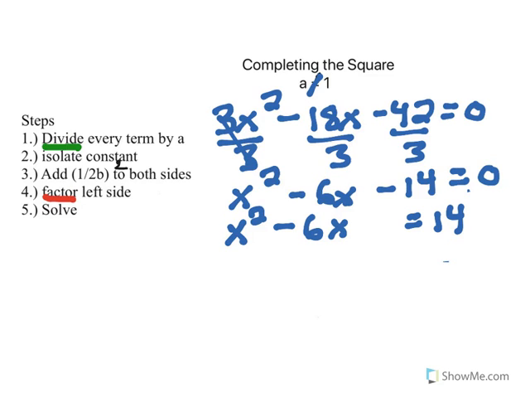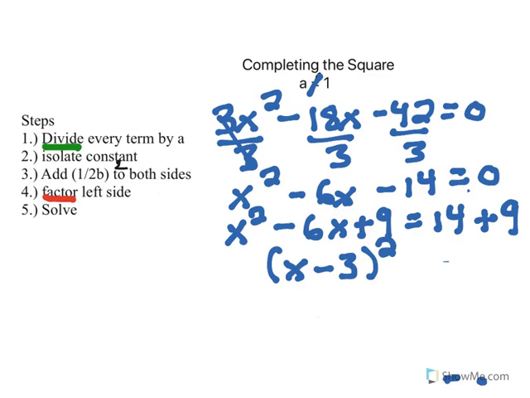Step 3, we're going to take half of b, square it, and add it to both sides. My b here is -6. We're going to take half of it, which would be -3, and then square it. So that will be +9 on both sides. Then we're going to factor our left side. If you want to, you can make that little x off to the side, but I know that it's always going to be half of that b term. So half of -6 is -3. And so it'll be x minus 3 squared equals 14 plus 9, which is 23.